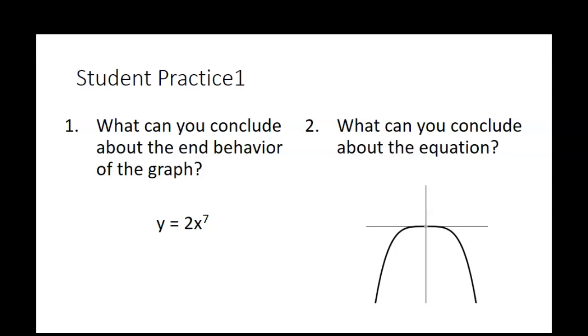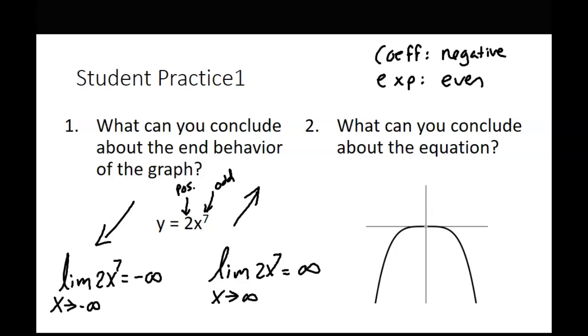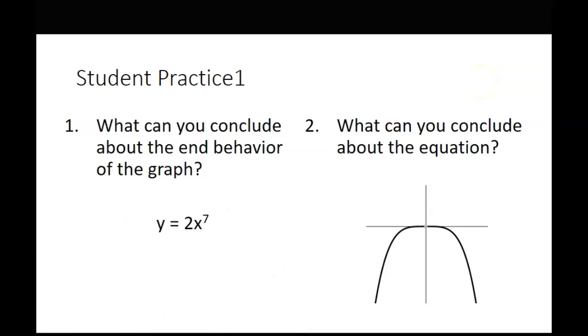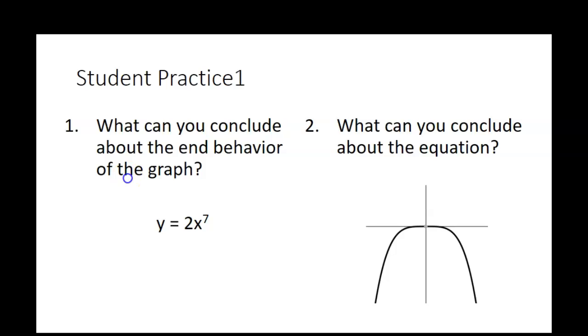So here's a student practice. I want you to pause the video and see if you can answer these two questions in the same way I just answered the last one. And I will put the answers up in just a moment. Okay, so here are your answers. Down on the left, up on the right. The limit as x goes to the left is negative infinity. The limit as x goes to the right is positive infinity. Over here, they're both going the same way, so we know that the exponent's even, and they're both going down, so we know that's negative.